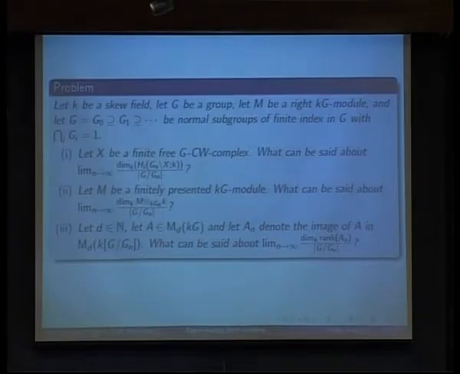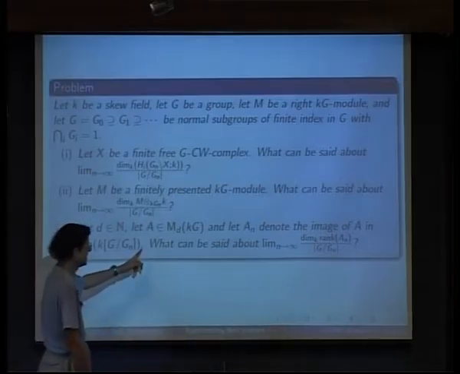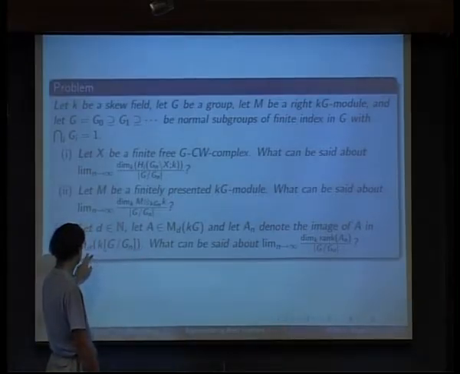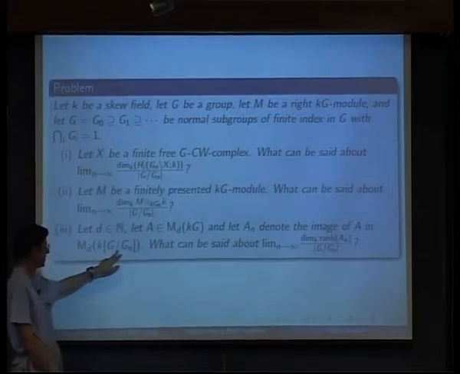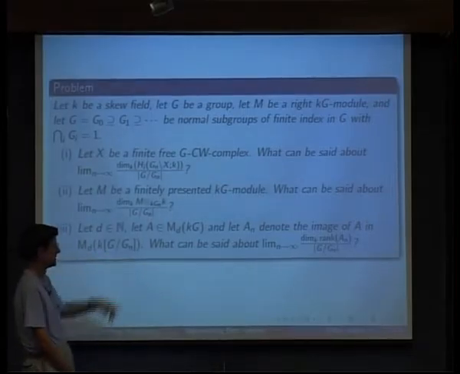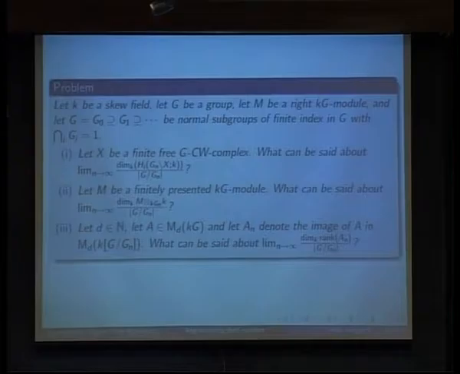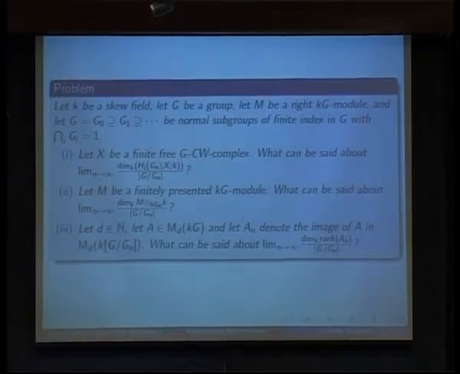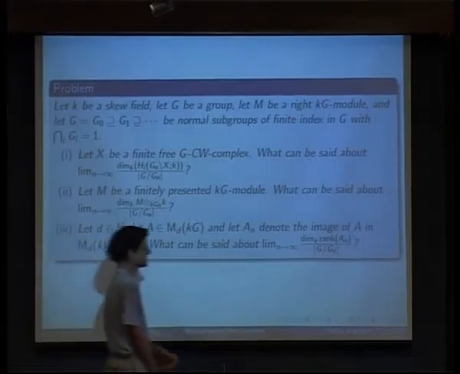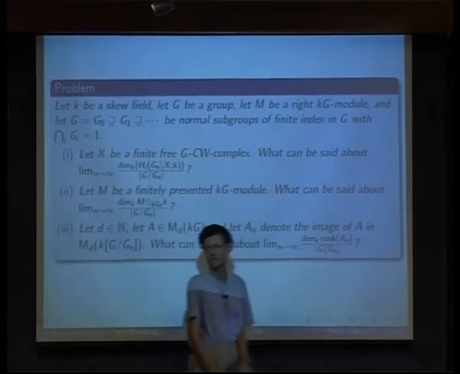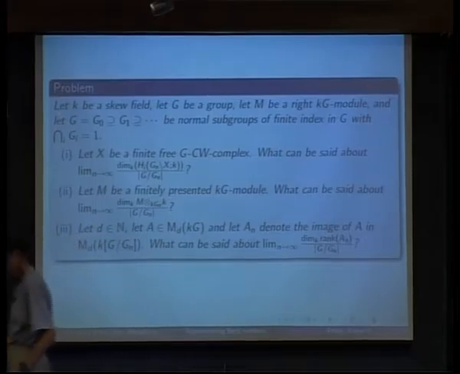Or alternatively, if you have a matrix over KG, you let A_n denote the image of that matrix mod G over G mod G_n. What can be said about the limit as n tends to infinity of the rank of A_n, or rather, more precisely, the normalized rank, where you divide by the order of G over G_n?